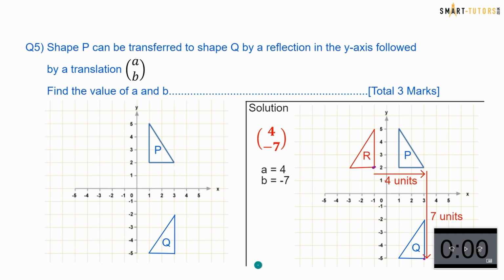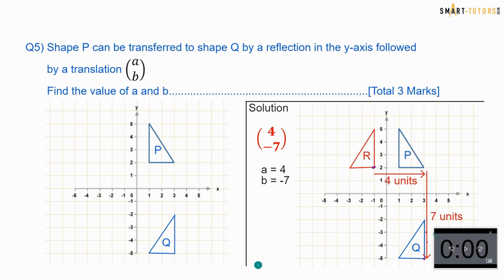So translation means if you move right hand side it is positive, if you move down it is going to be negative. So how many units do you need to move right hand side? 1, 2, 3, 4 units right, and down is 1, 2, 3, 4, 5, 6, 7 units you are going down. So in the vector format, the first one has to be the x. The next one is going to be the y.